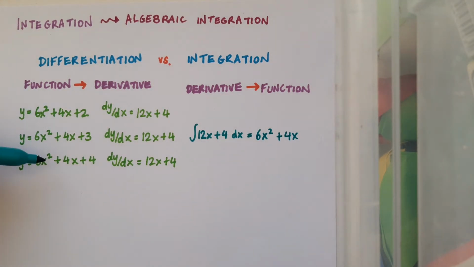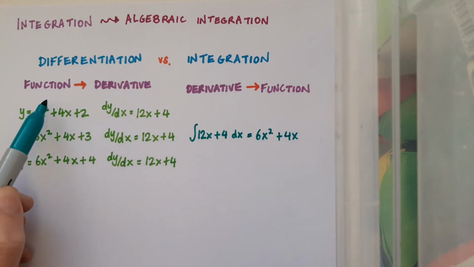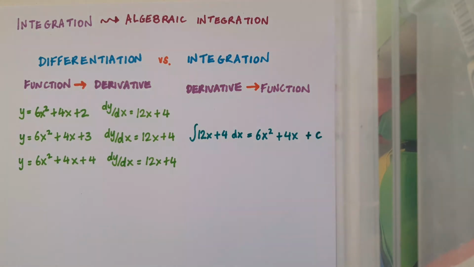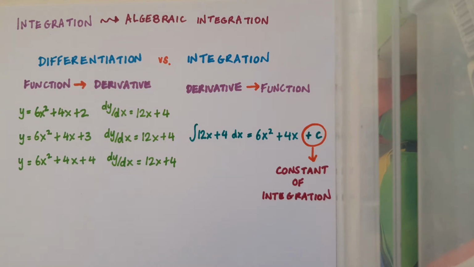That seems pretty certain. But I don't have a way of figuring out what number I should put at the end. When I integrate this, I could end up back at any of these original functions. To cover all those possibilities, I write down plus c. We call this plus c the constant of integration, and it's really, really important that you include it when you integrate.